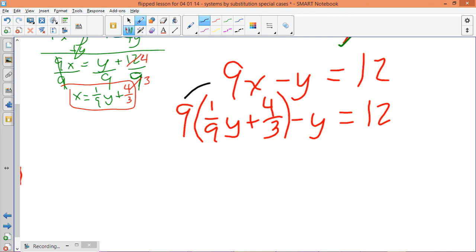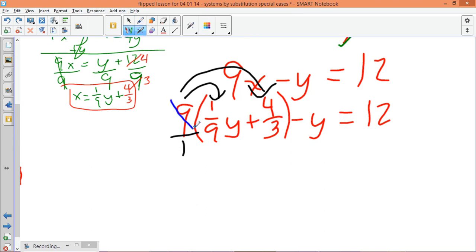So first I have to distribute this 9 to the 1/9 y, and then the 9 to the 4/3. But what that means is I have to multiply this 9 over 1 now by each of these other fractions. So 9 times 1/9, the 9s are going to cancel, and I am just left with 1. So I get y.